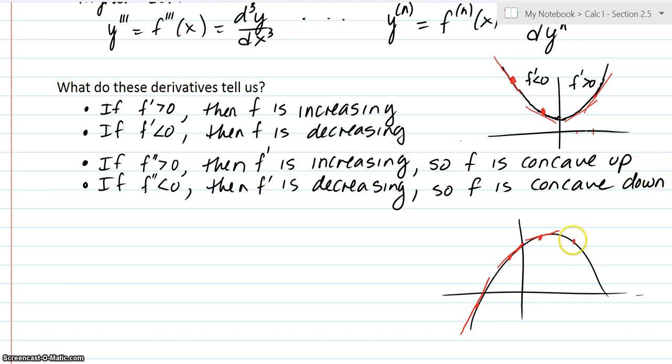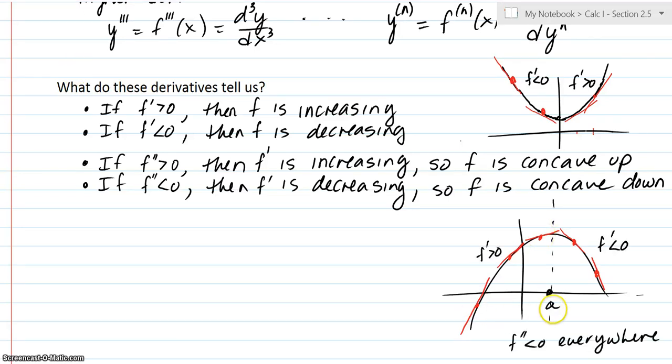Even over here, you say to yourself, well, that's like maybe -1. Maybe that's like -2. Those are getting smaller. So as the derivatives are getting smaller, as they're decreasing, f is concave down.